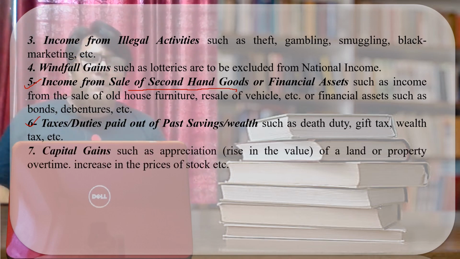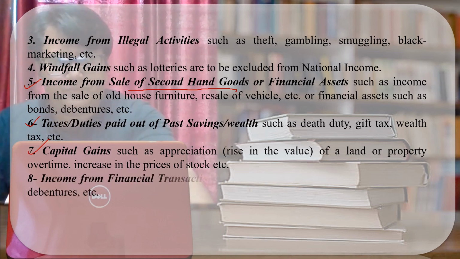Next is capital gain. The money that we get by the sale of land or property, or the money that we get because of an increase in the price of stock, should not be considered. Why? Because it is nothing but the rise in the value of the land which we have already purchased. If we consider it again, it will result in double counting.